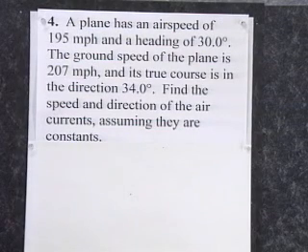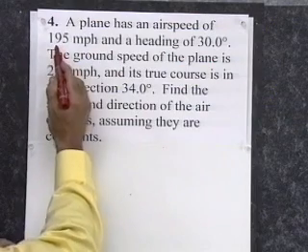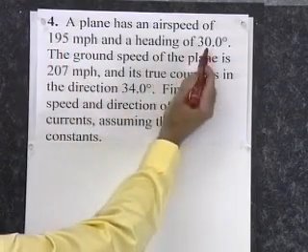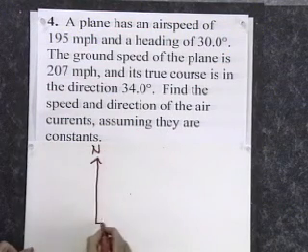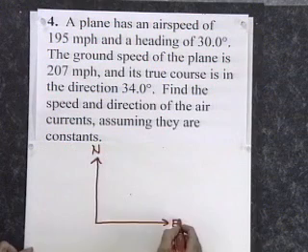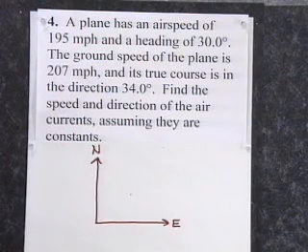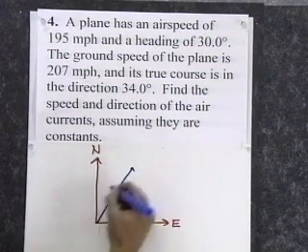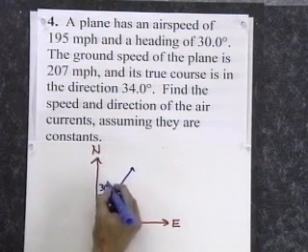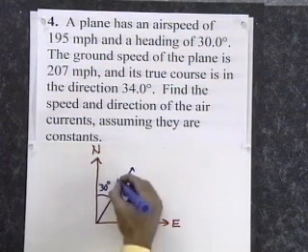This is another airplane problem. We have a plane with an airspeed of 195 miles per hour and a heading of 30 degrees. So let's draw in here my north-south line. I'm going to put in the west-east line right here. So this first plane is on a course of 30 degrees. And this is 30 degrees right here, and it's flying at 195 miles per hour.